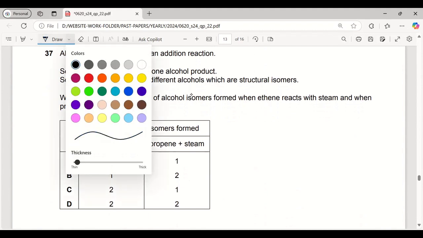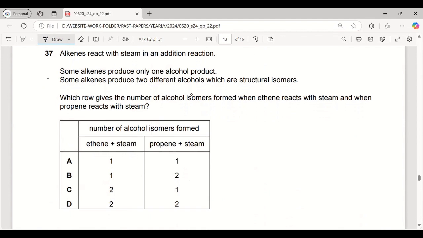Alkenes react with steam in an addition reaction. Some alkenes produce only one alcohol product.